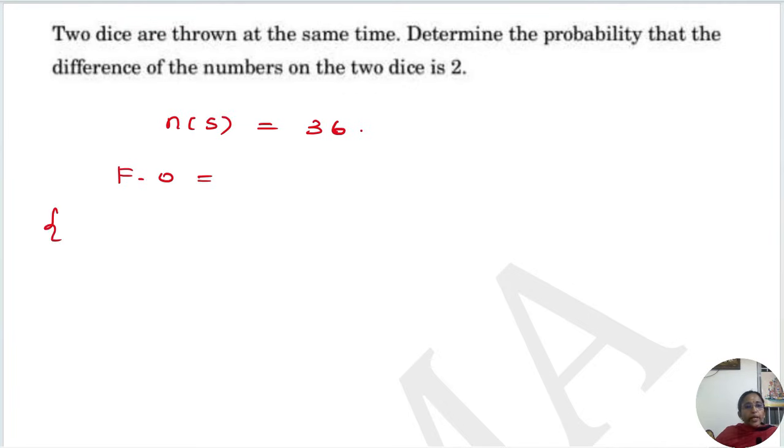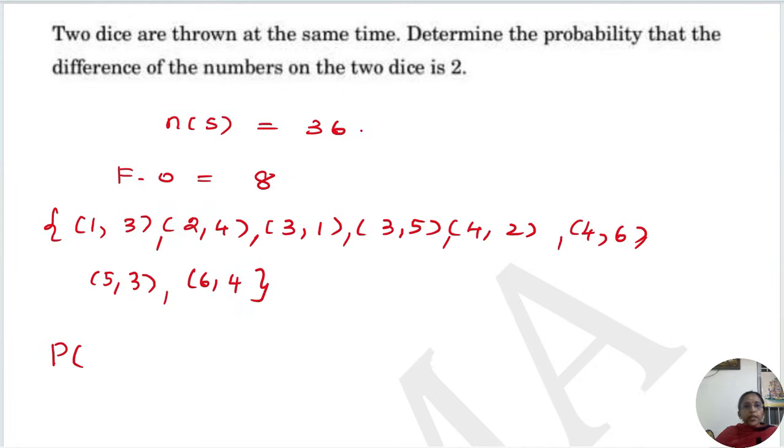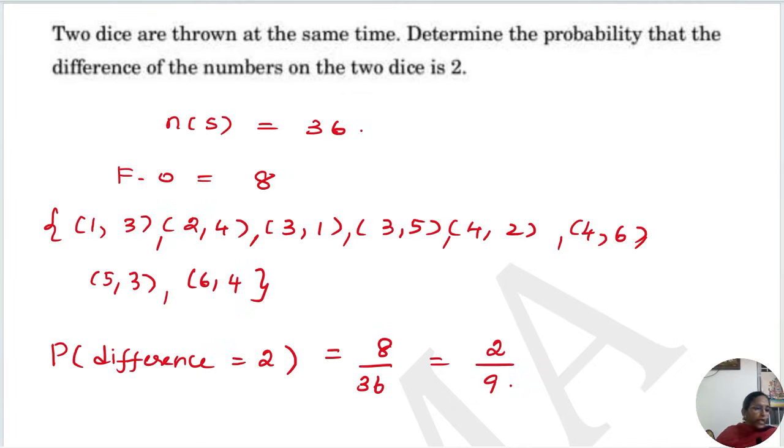You can go row by row. In the first row (1, 3), then (2, 4), (3, 1) and (3, 5), (4, 2), (4, 6), (5, 3) and (6, 4). So these are all the combinations to get a difference equal to 2 on the dice faces. The total is 8. So the probability of, what is the question? The difference of the numbers on the two dice is 2. So 8 divided by 36, reduce it, so 2 divided by 9.